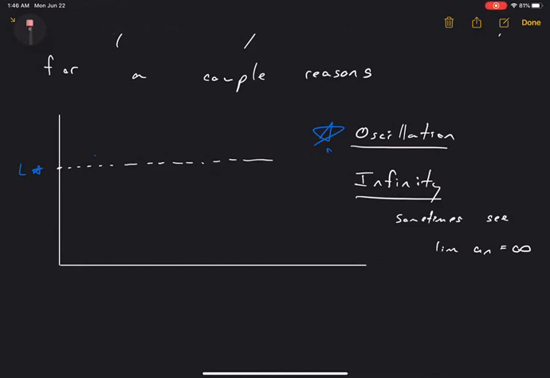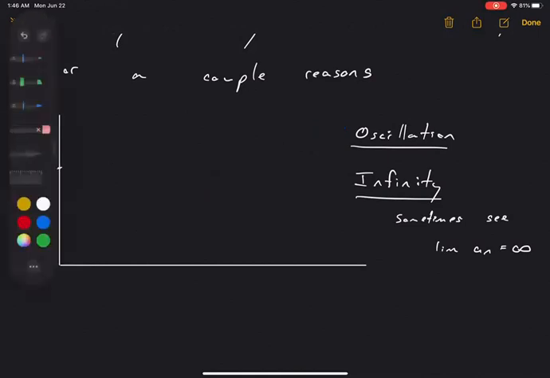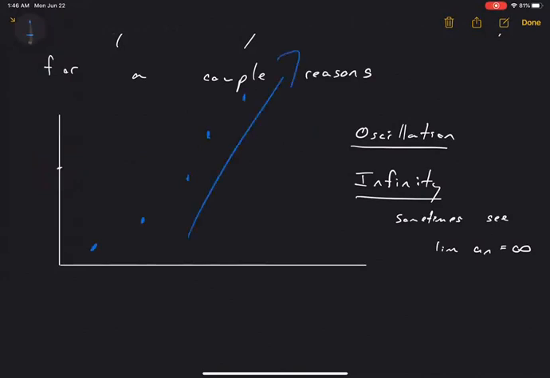There's another way for the limit of the sequence not to exist. What if my sequence just completely blows up? It just gets huge. Let's say my sequence looks like this. I've got dots, and they just keep going up and up and up, and they just kind of shoot up, boom, go to infinity.